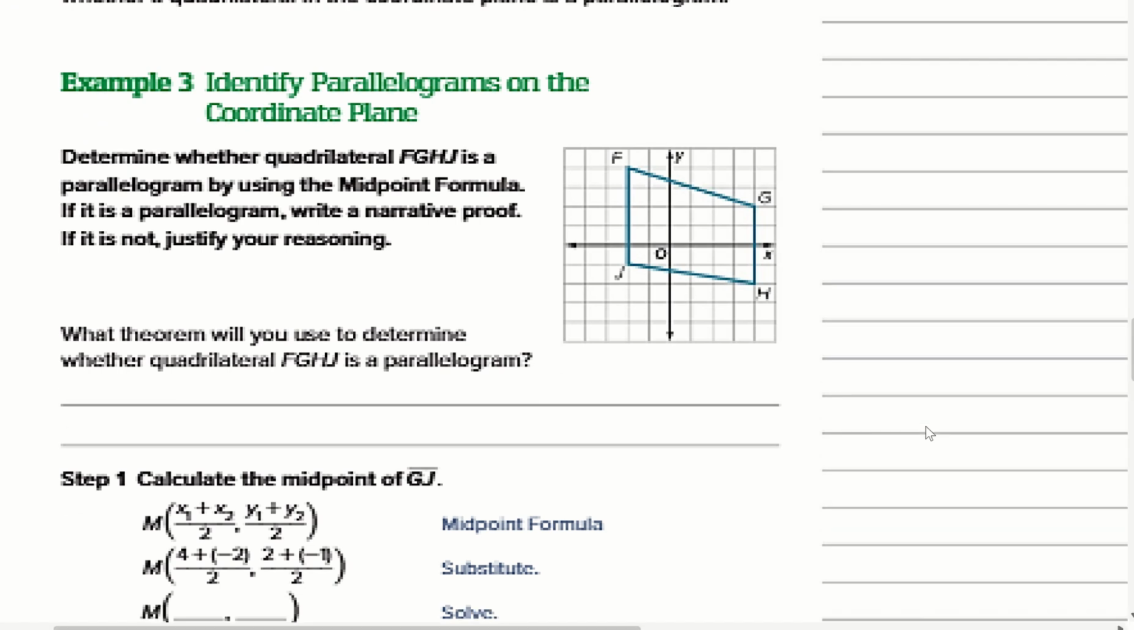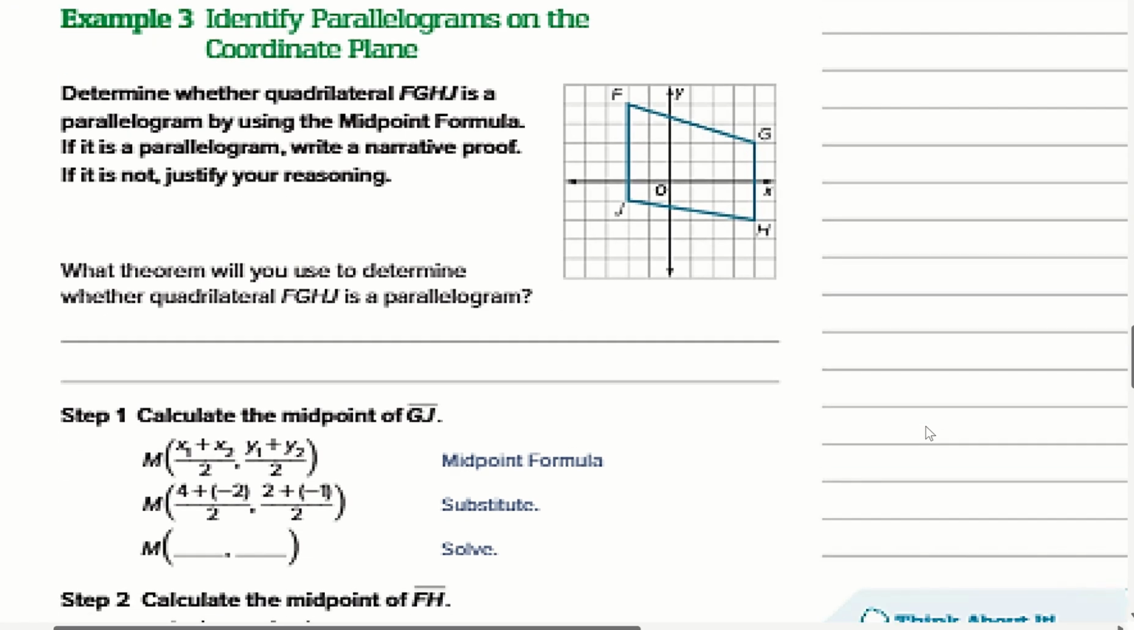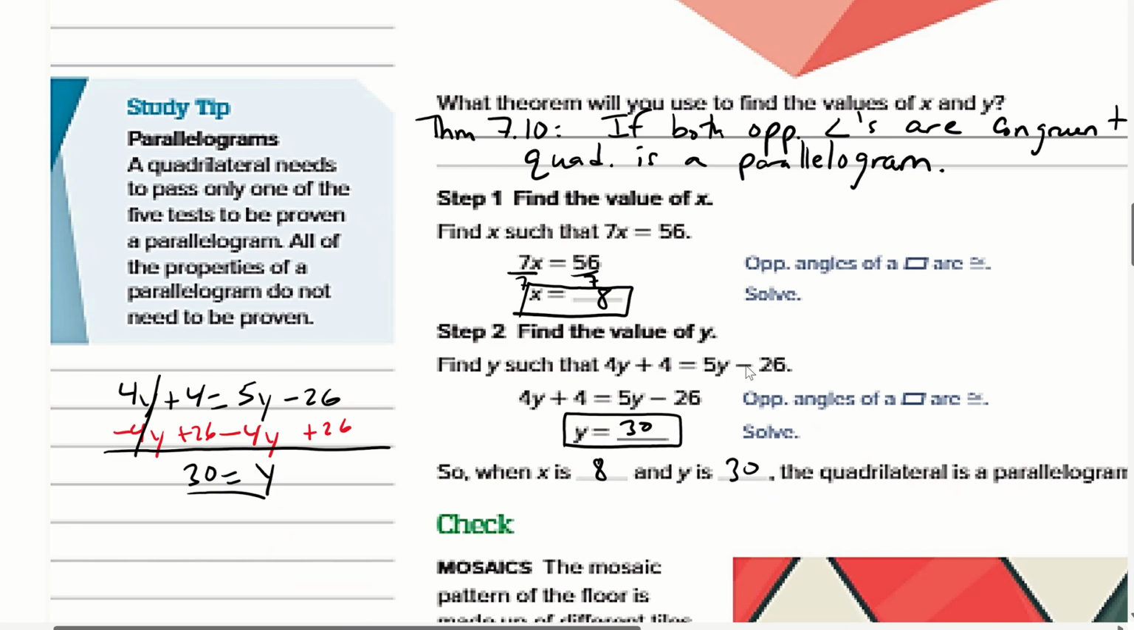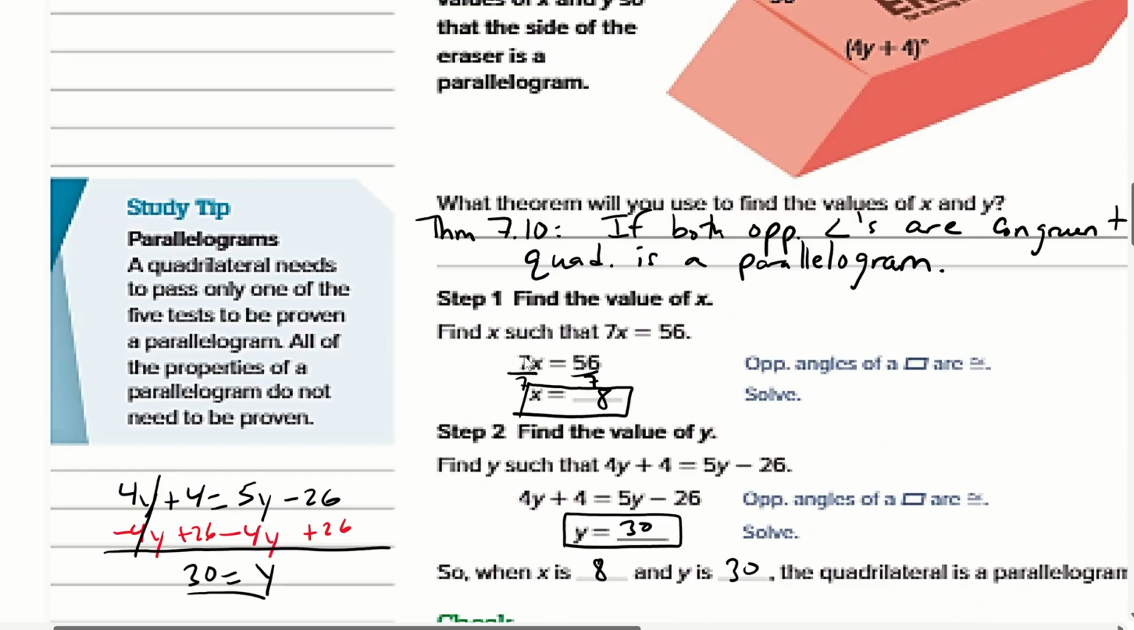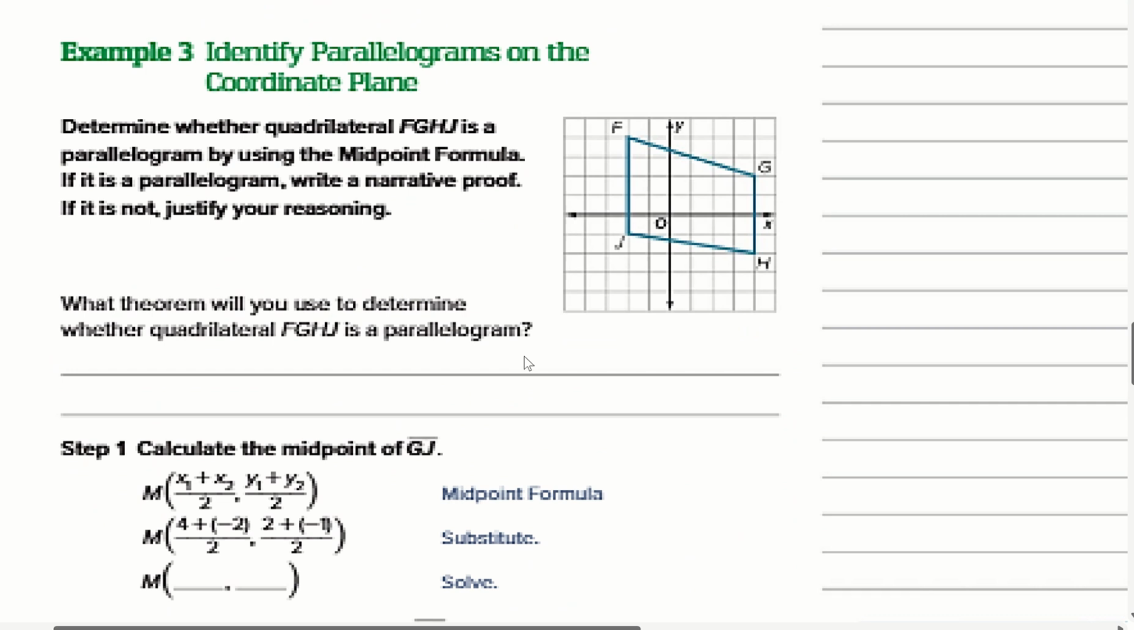So determine whether quadrilateral FGHJ is a parallelogram by using the midpoint formula. If it is a parallelogram, write a narrative proof. If not, justify your reasoning. Okay, so remember that in theorem 7.11, the diagonals, if they bisect each other, then the quadrilateral is a parallelogram. So we're using theorem 7.11 here.